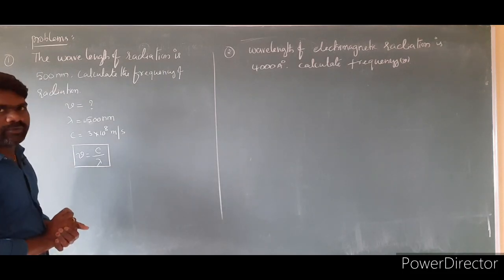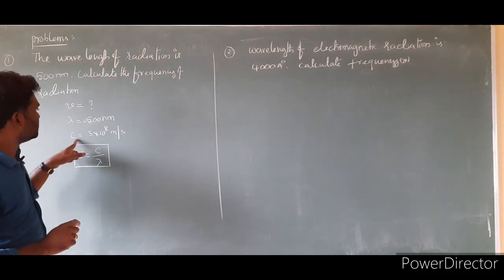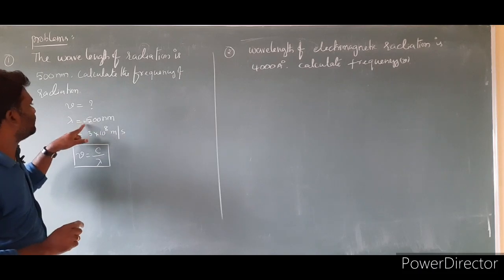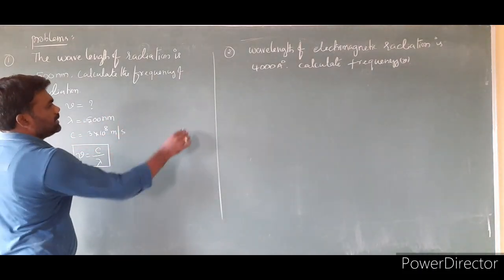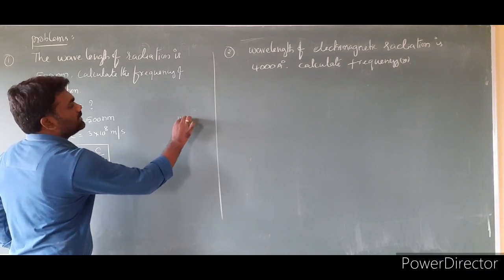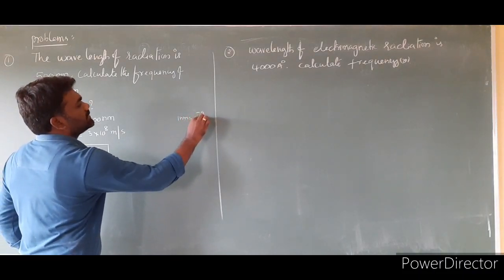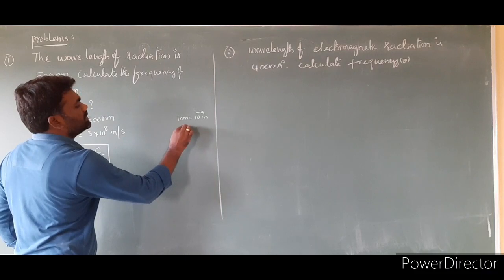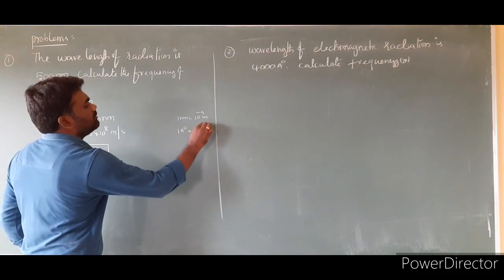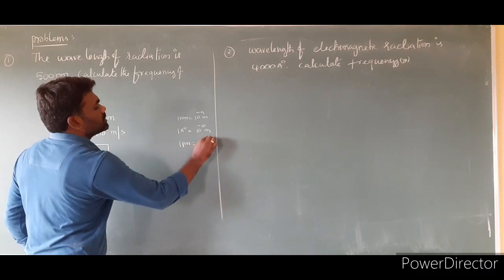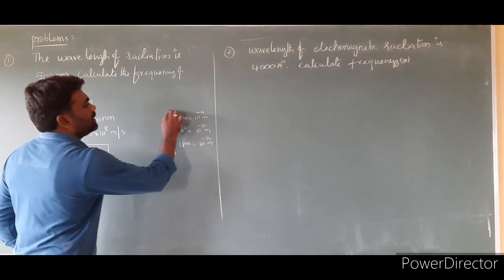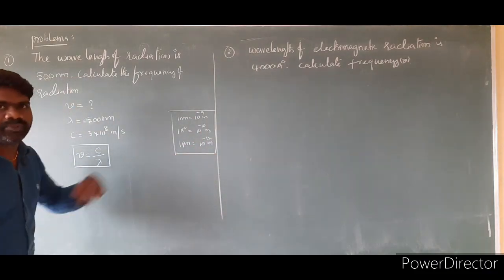One more important point is that velocity is in meter per second, but wavelength is in nanometers. So convert the nanometers into meters. How to get it? Already I told, 1 nanometer is equal to 10 power minus 9 meters. 1 angstrom is equal to 10 power minus 10 meters. 1 picometer is equal to 10 power minus 12 meters. So this data is already given to you.